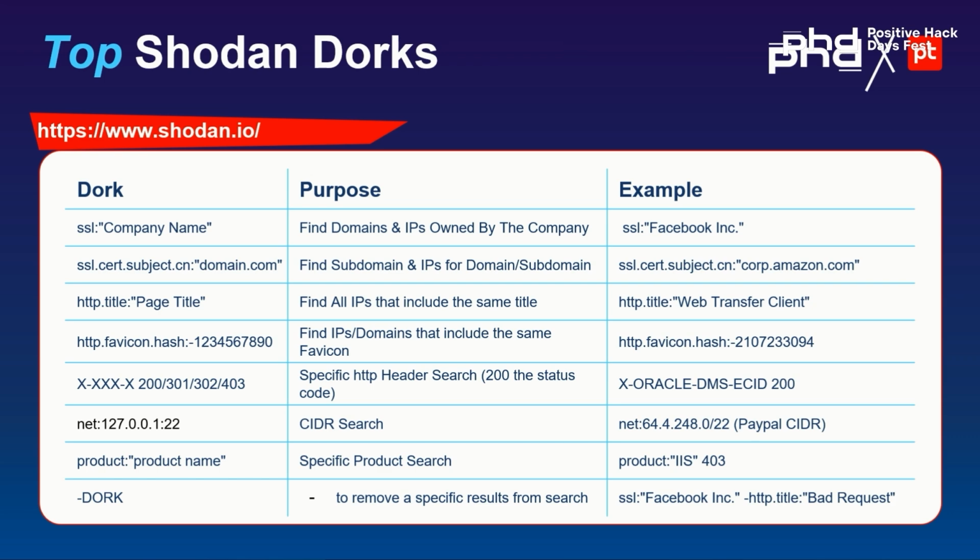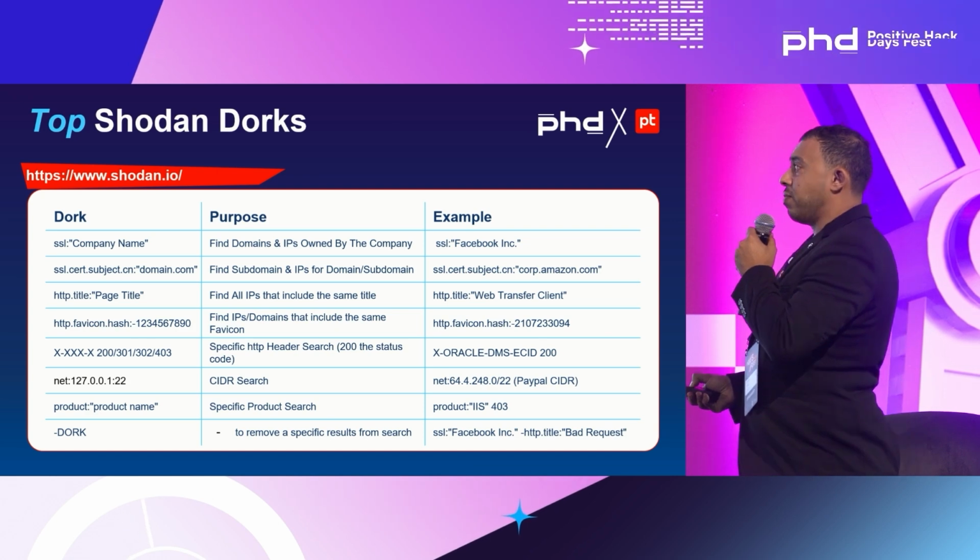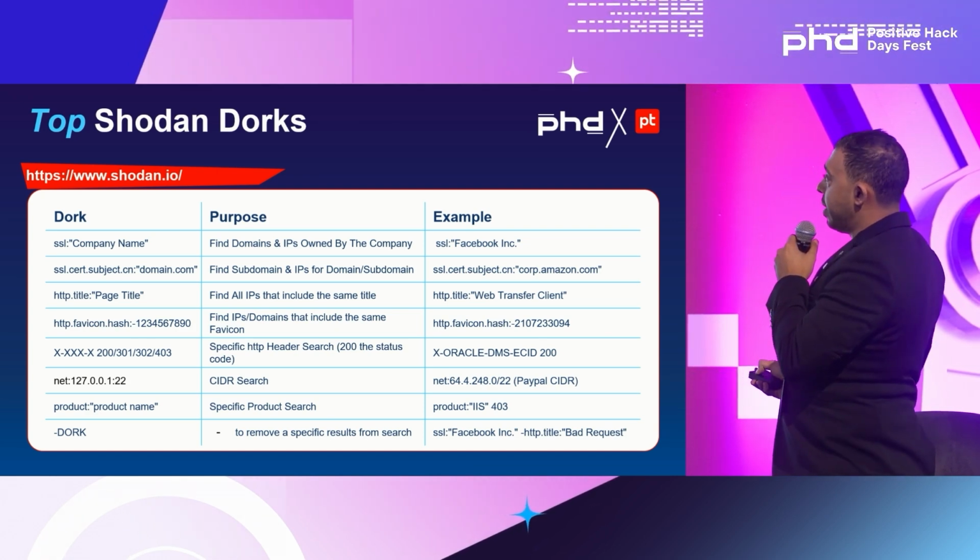The first one is used when you're targeting a company name and you want to extract everything for that company, not a specific domain. You can find domains and the IPs for that company, and as an example here we have Facebook, Inc. Now, ssl.cert.subject.cn: when we target a specific domain, like I want everything under domain.com, like orwa.domain.com, all of this stuff, it finds subdomains and IPs. And here we have an example.